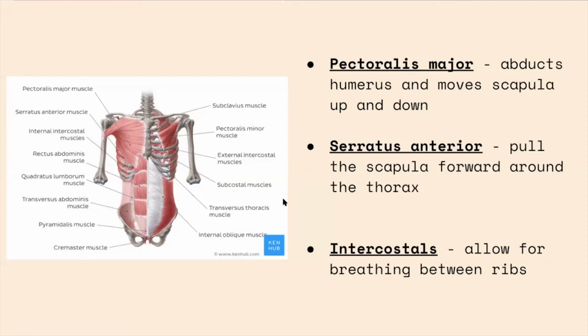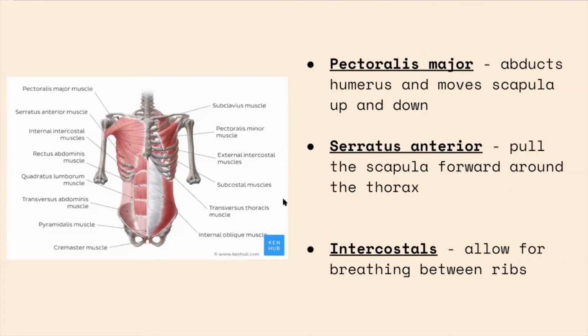It takes your arms away from the midline and moves our scapula, our shoulder, up and down. We have the serratus anterior, which pulls the scapula forward around the thorax. So when you shrivel up and your shoulders are getting pulled into your chest, the thorax is basically your throat area, your neck, your chest. When you're pulling your shoulders forward, it's forming around the thorax. That's what the serratus anterior helps with.